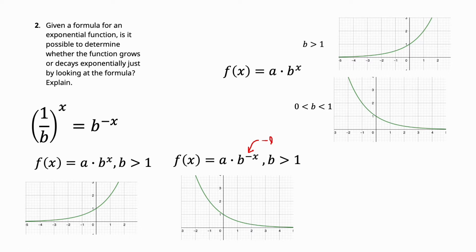Now, this number here doesn't just have to be any number, it could be 1 or negative 1, it just has to be negative, and sometimes they'll use the letter k in there. So you could put a positive k in there, and that would give you growth if it's positive, and decay if it's negative. And so that's how you can tell just by looking at the equations.